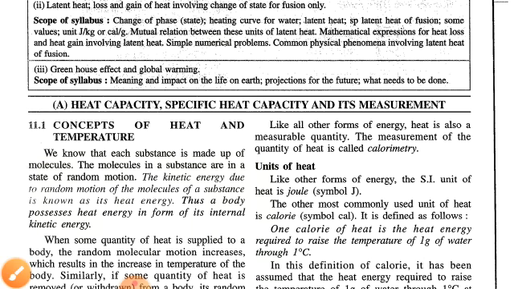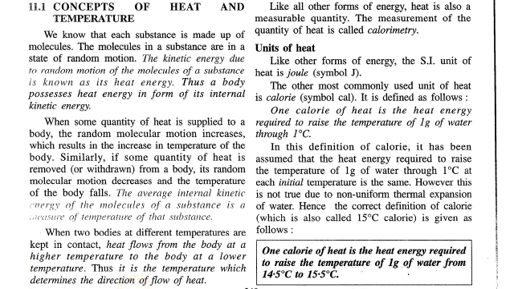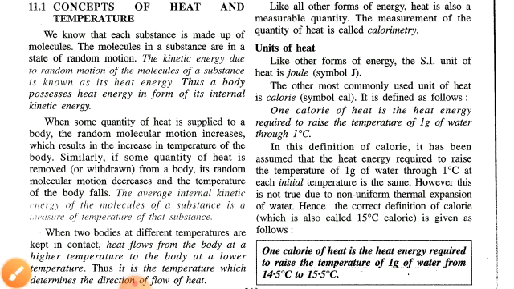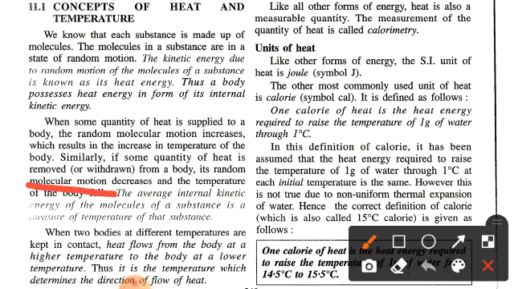Clear? When some quantity of heat is supplied to a body, the random molecular motion increases. Means if you supply some external heat to a body, the random molecular motion increases, which results in the increase in temperature. So when the random motion of the molecules increases, it causes an increase in the temperature of the body. I hope it is clear. Similarly, if some quantity of heat is removed, or you can say withdrawn, from a body, the random motion of the molecules decreases and the temperature of the body falls.